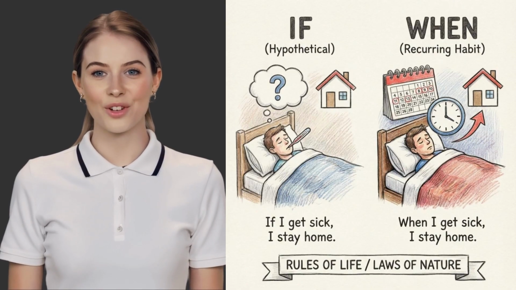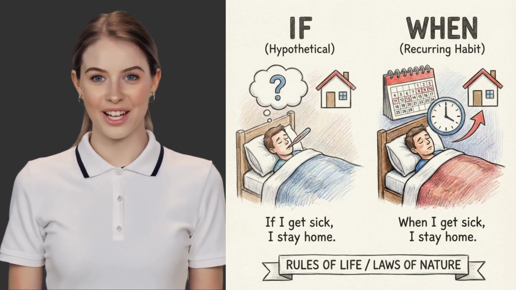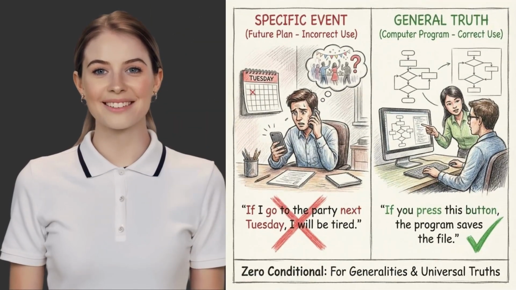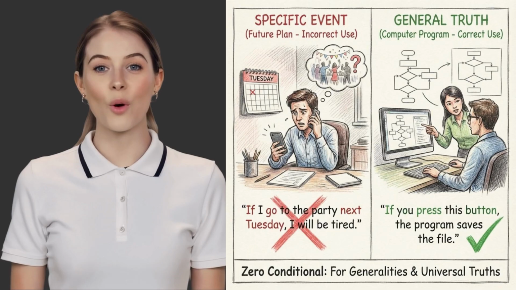It really helps to view this grammar point as a way to explain the rules of your life or the laws of nature. The biggest thing to keep in mind is that this structure is never for one specific event happening right now or in the future.